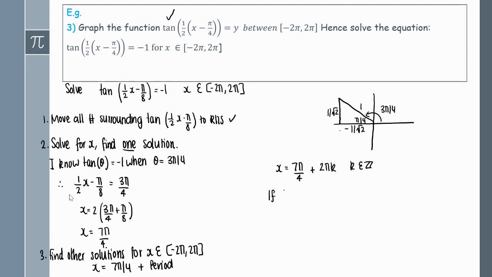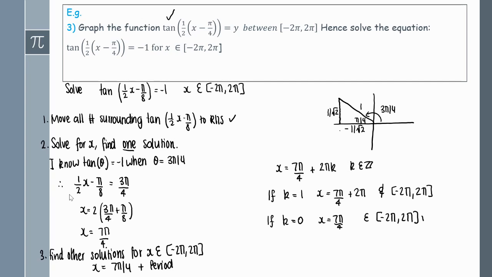Okay, so let's look if we add on just one period here. If k is 1, I would have x equals 7 pi on 4 plus 2 pi. And I'll check, is this in the domain and is it a solution? Because I'm plussing on 2 pi and I already have 7 pi on 4, that's going to take me way outside. So that can't be a solution. If I just left it at k equals 0, that would just be x is 7 pi on 4, and we know that's a solution.